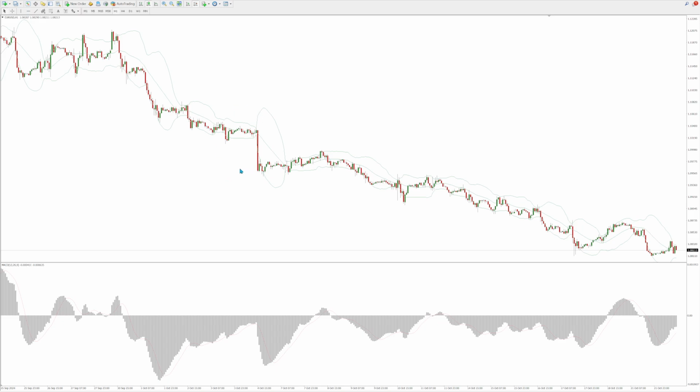This strategy can be used on any trading instrument: forex, stocks, cryptos, commodities, indices, etc. And any chart time frame. This is a 1 hour chart. I prefer the higher chart time frames just because I find the signals more reliable. That applies to the Bollinger Bands and MACD, as well as other technical indicators, price action analysis in general, candlestick patterns, support and resistance.